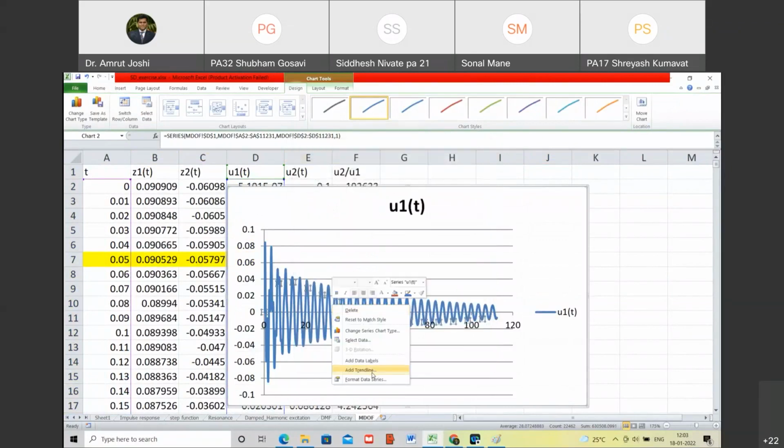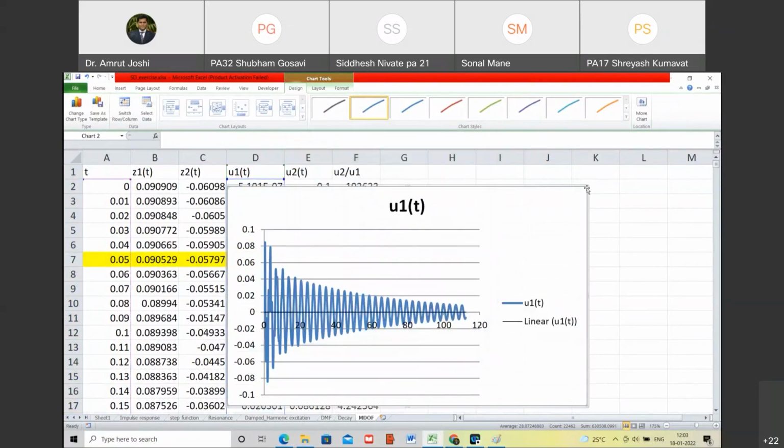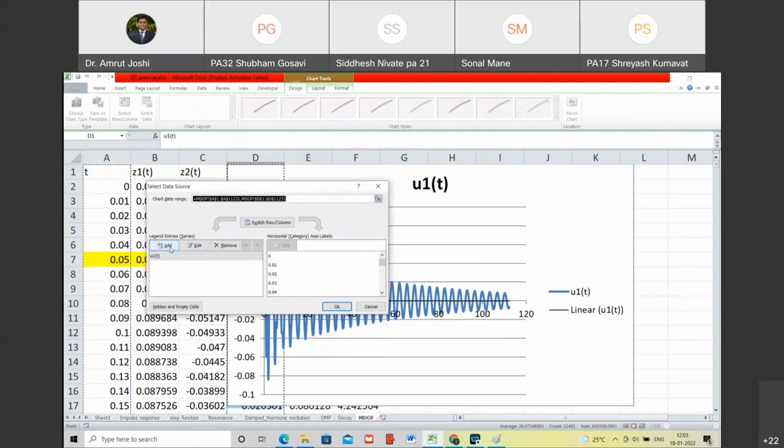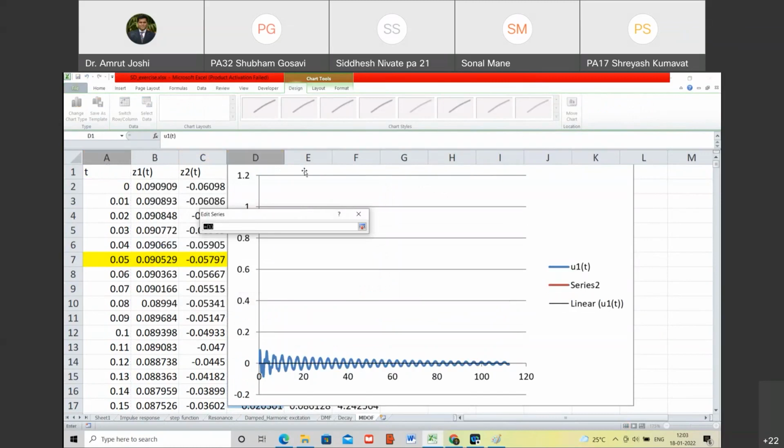Now let me edit this series, or let us not do that as well. Let it be like this. And now let me plot on the same series. Select data, add. So I am going to plot t here, and I'm going to plot z: Z1 of t, Z2 of t, U1 of t, U2 of t here.